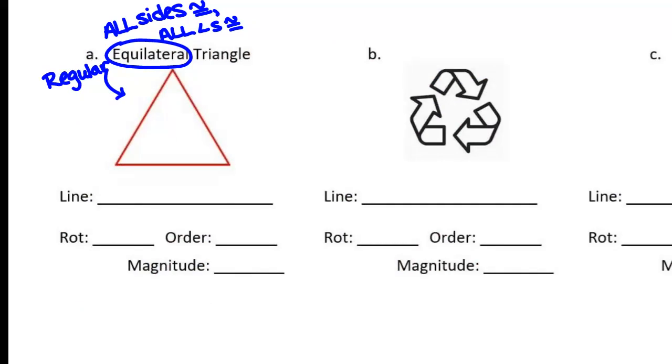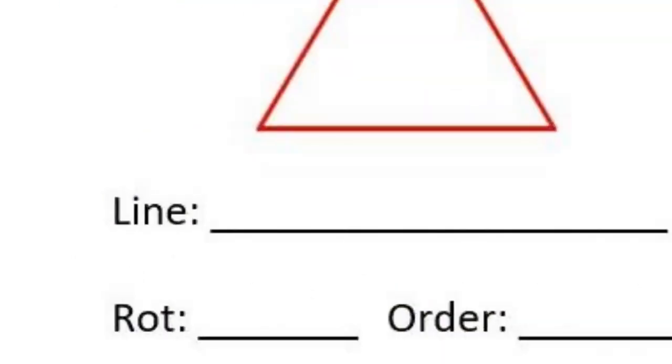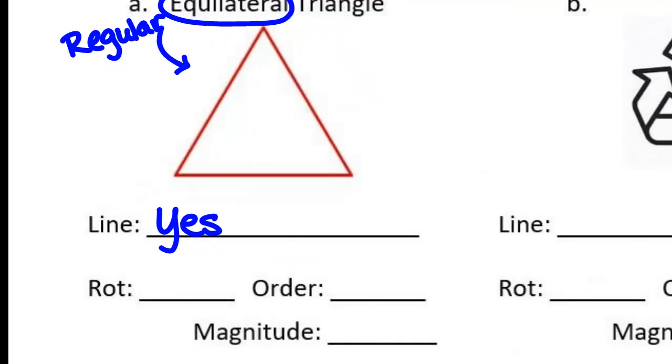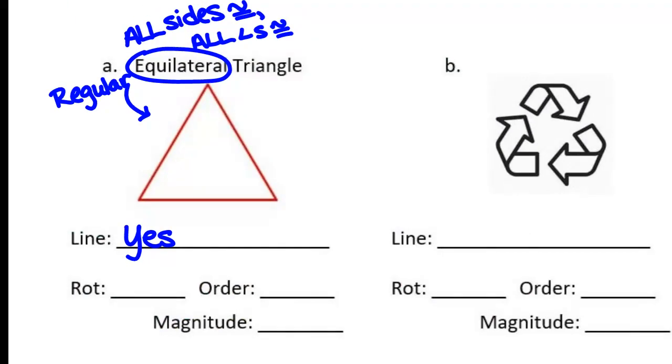Do regular polygons have line symmetry? Yes. So we do have line symmetry. I'm going to put a yes there. How many lines of symmetry would it have? 3. How many sides does it have? Then it has 3 lines of symmetry. If it is a regular polygon, the lines of symmetry that it has is equal to how many sides it has. Let's go ahead and draw them in.